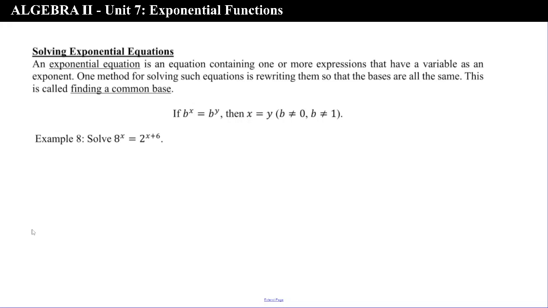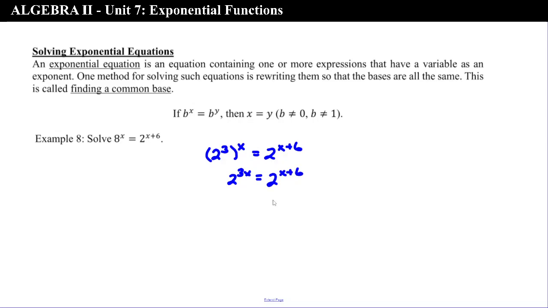8 to the x equals 2 to the x plus 6. We're going to solve this equation for x. We're going to do that by rewriting 8 as a power of 2. And we know what that is. 8 is simply 2 cubed. So we can rewrite it as 2 cubed to the x equals 2 to the x plus 6. Well, we know our exponent rules. If you have a power to a power, then you just multiply the powers. So you have 2 to the 3x equals 2 to the x plus 6.